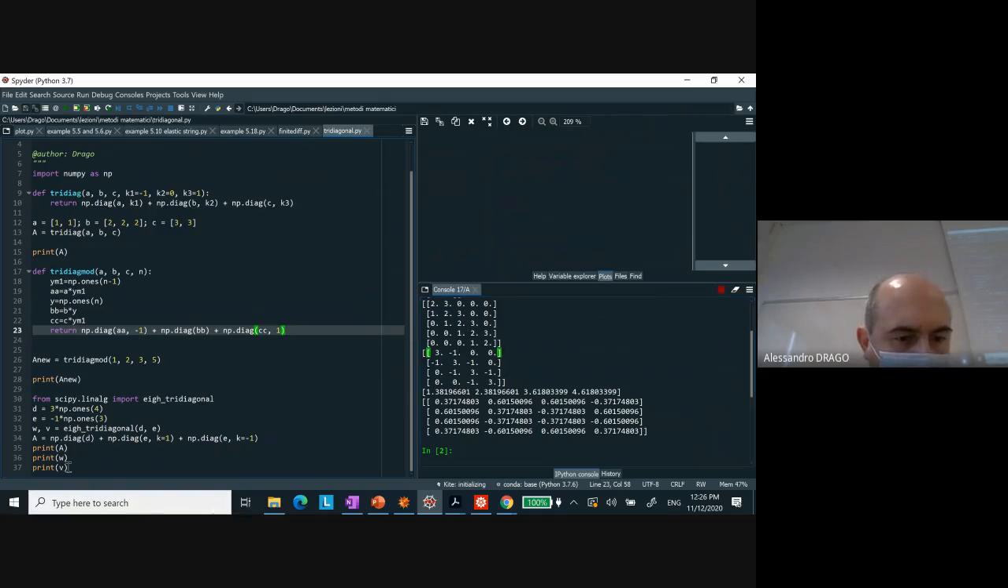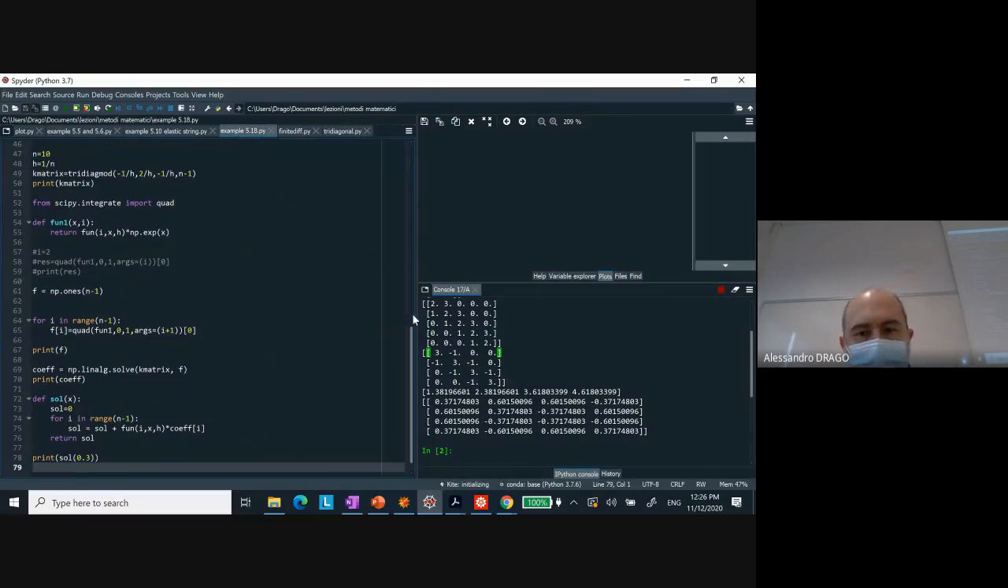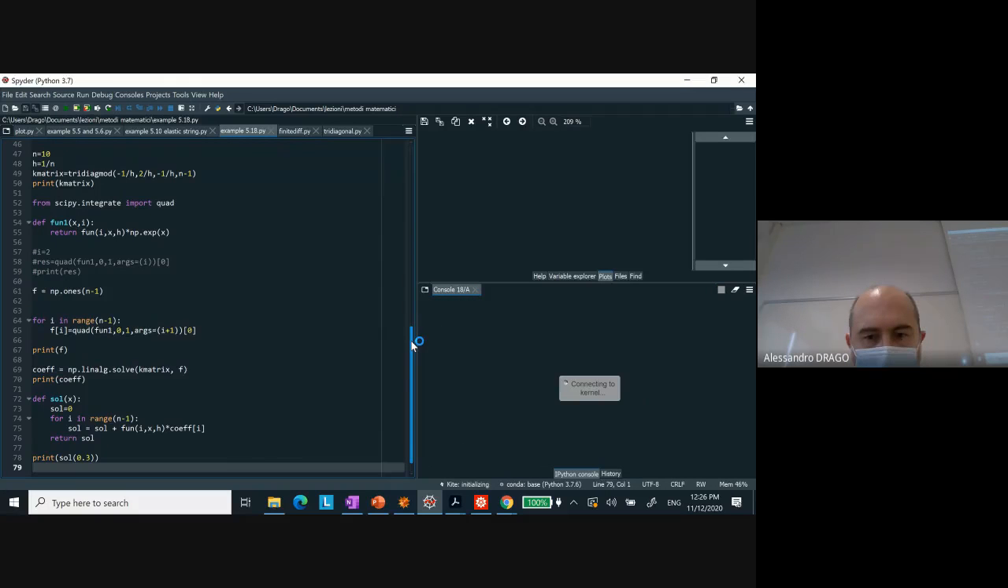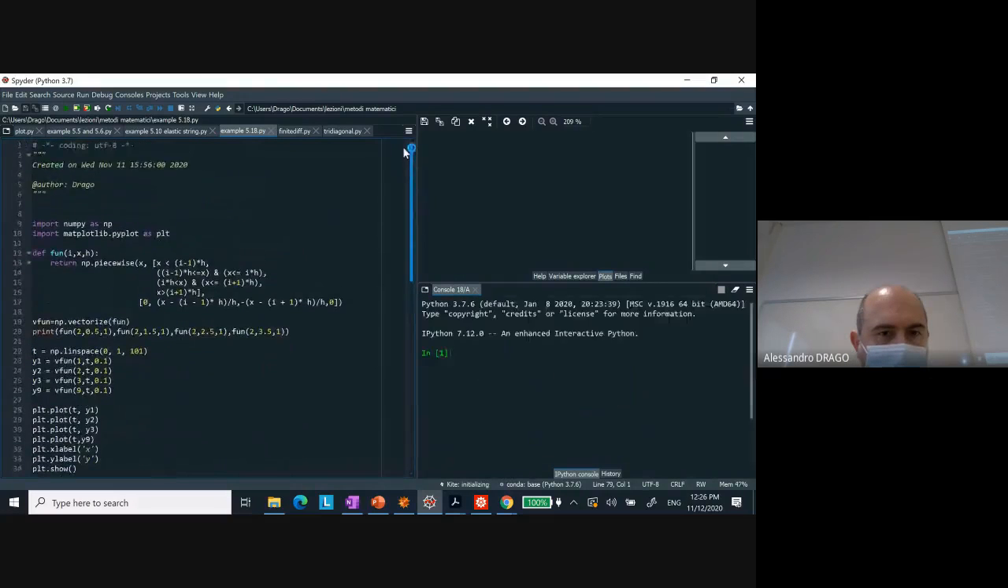So for the moment, we are not yet using this type of thing, but we'll try to write some code making some usage of the fact that it is tridiagonal. Let's go to our example, which is here. So the example 518. We have to slowly understand how to translate, so to say, into Python what we discussed before. So the first thing, let me maybe run the code so that we see what we get.